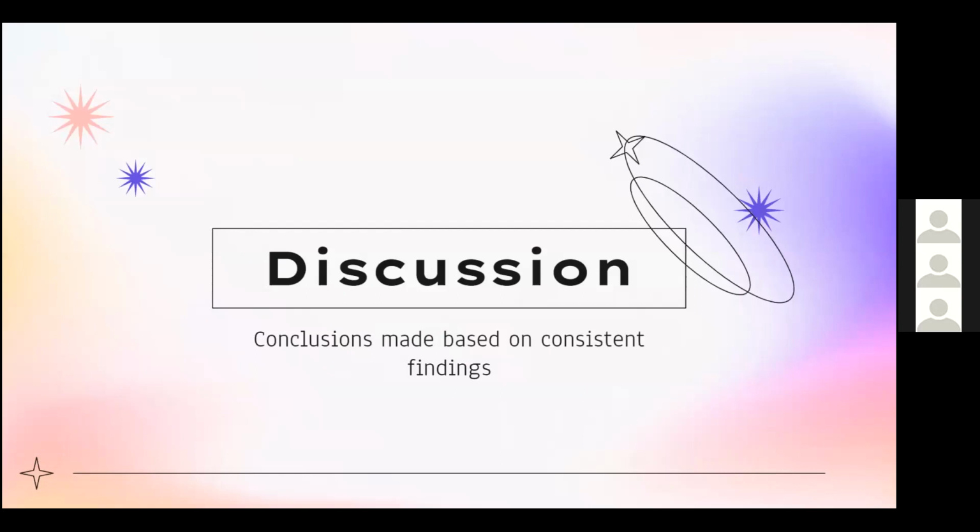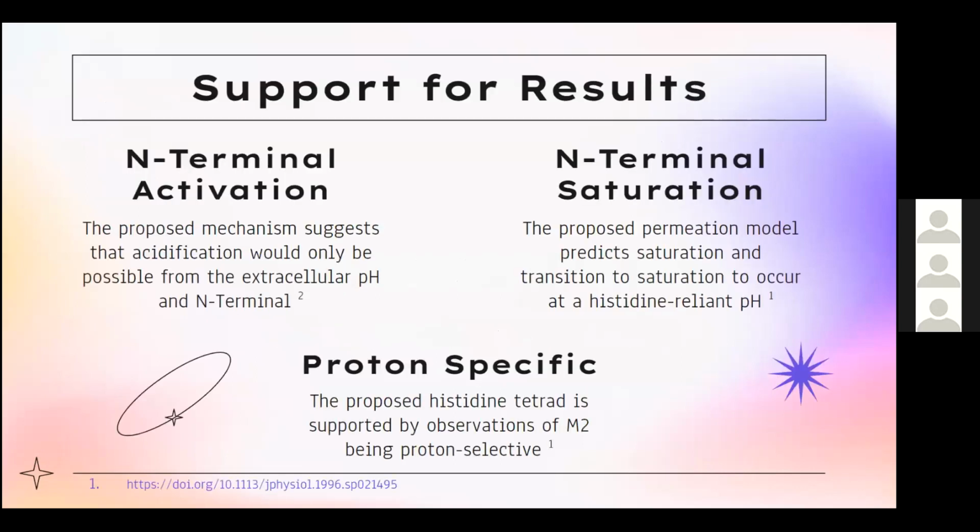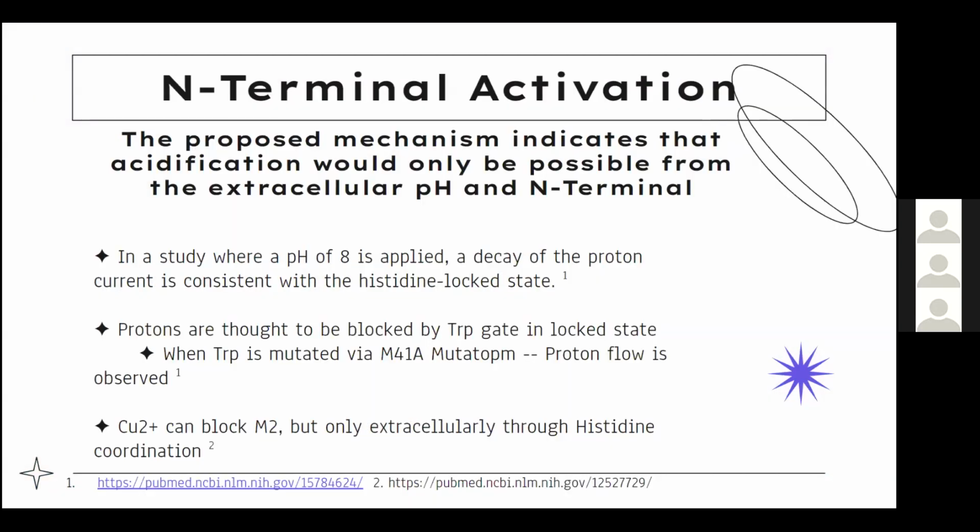So there are a few different studies that support the conclusions drawn from this experiment. First, the proposed mechanism suggests that acidification would only be possible from the extracellular pH and the N-terminal. And in a study where basic pH is applied to cells with M2, there's an observed decay of proton current, and this is consistent with the histidine locked state. So protons were not flowing into the viral envelope in these conditions, and it's thought that the tryptophan gate was responsible for blocking them. And in another study where tryptophan was mutated, proton flow was observed regardless of the pH.